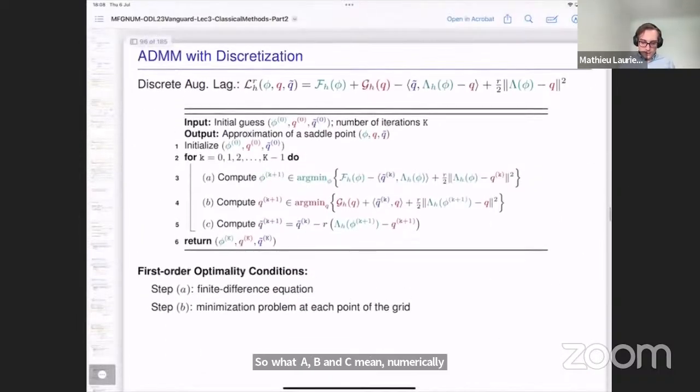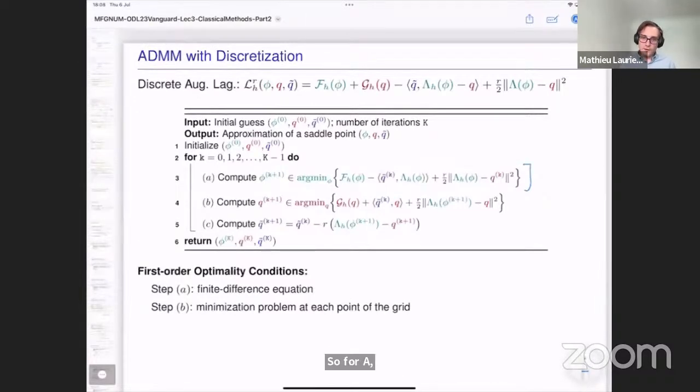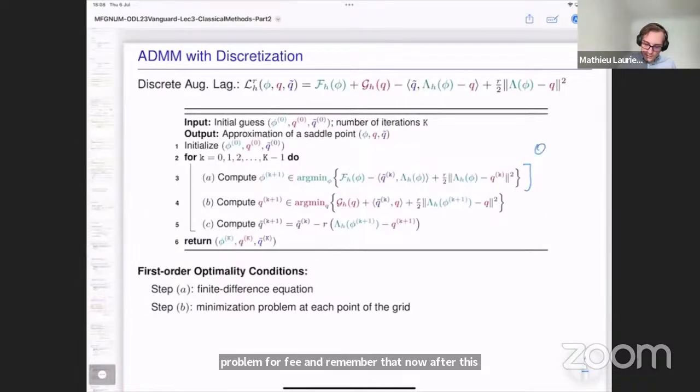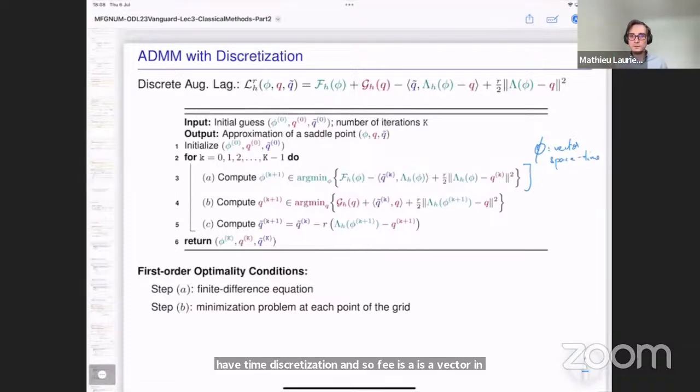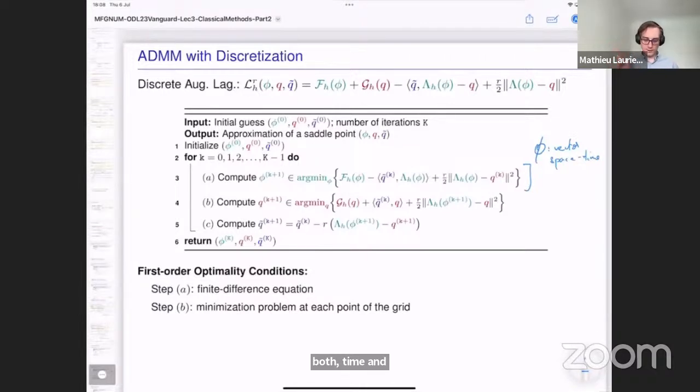So for A, actually, we want to solve an optimization problem for phi. And remember that now, after discretization, phi is basically a vector in space and time. So you have space discretization, you have time discretization, and so phi is a vector in both time and space. So you can think of it as a matrix, at least if you are only in dimension 1 in space. So we want to compute a vector that solves this minimization problem.